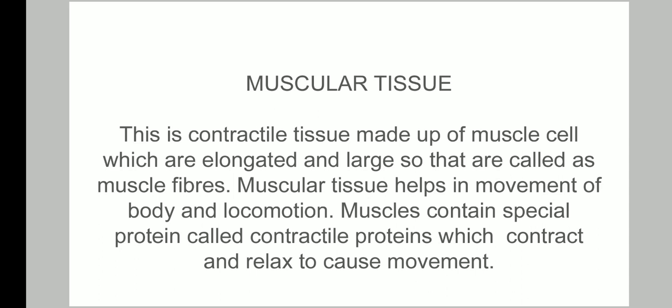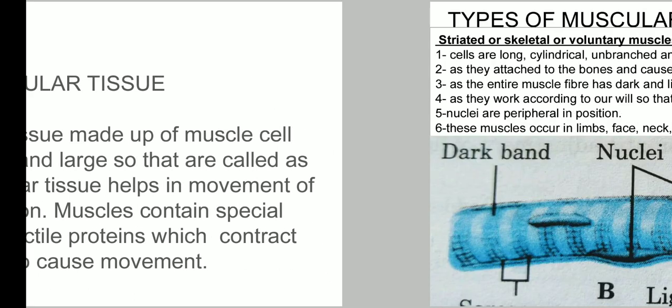Muscular tissue helps in movement of the body and locomotion. Movement of the body means movement of body parts, and locomotion means moving from one place to another. Muscles contain a special type of protein called contractile protein, which contracts and relaxes to cause movement.